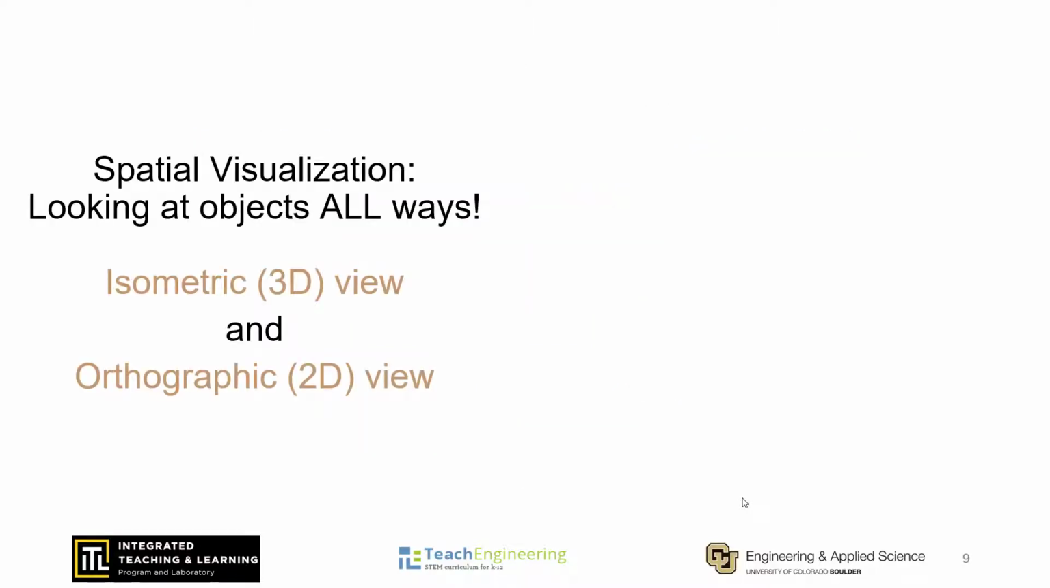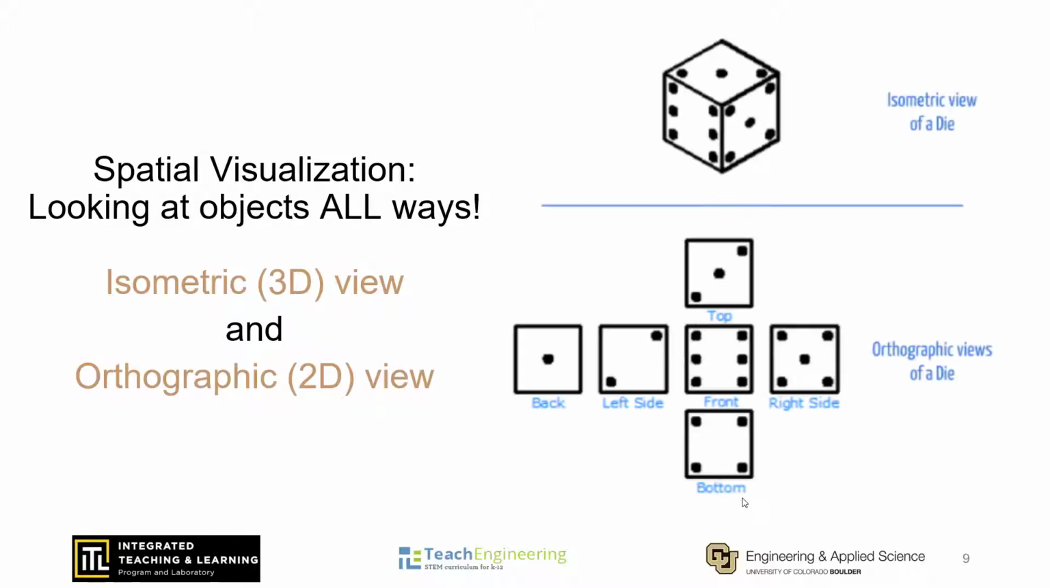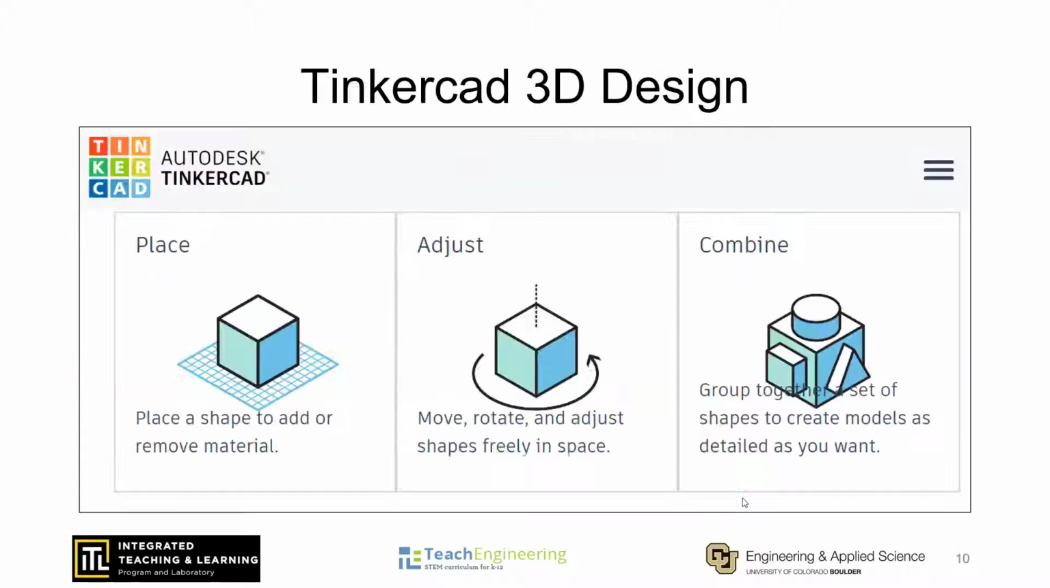We call looking at objects different ways spatial visualization. You can look at things in 3D view, like the top image of the dice, also known as an isometric view. Or you can look at objects in a 2D or flat view, which we also call orthographic view. You can tell in the isometric view at the top of the dice that you're seeing more than one face at a time in 3 dimensions. When you're looking at it in an orthographic or 2-dimension view, you only see one side of the dice at a time. In TinkerCAD, we'll be working in 3 dimensions.